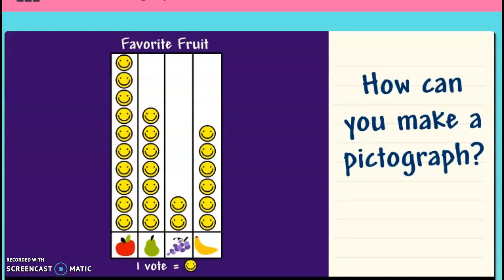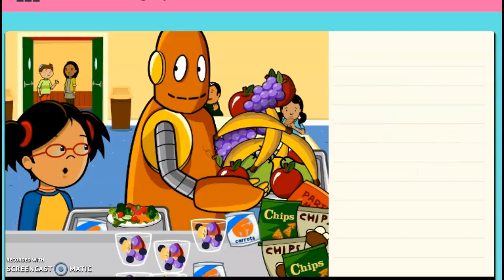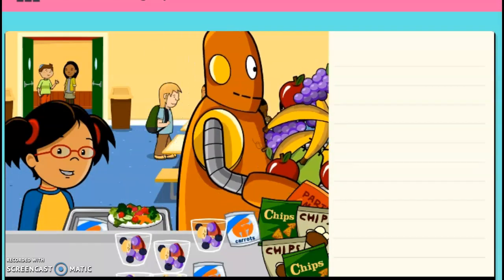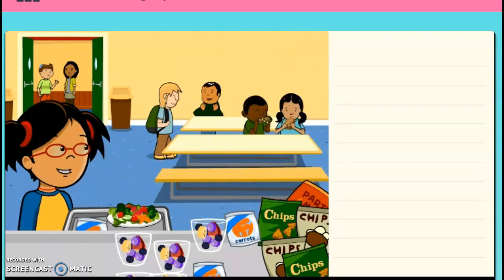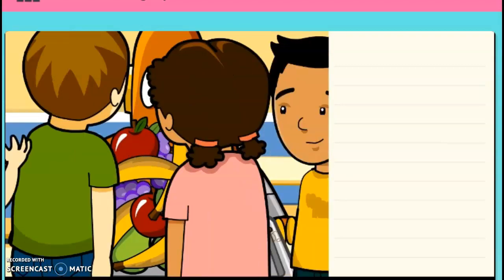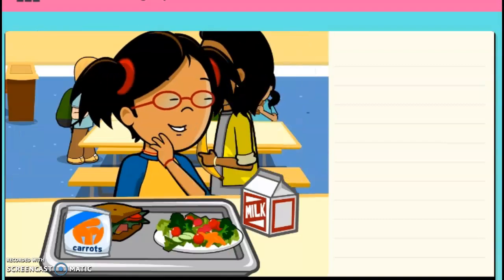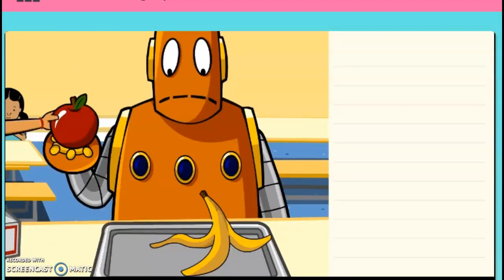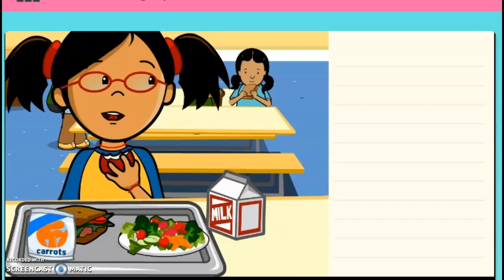You can also show the same information in a different way. Whoa, Moby, that's a lot of fruit. Are you going to share? Thanks, Moby.